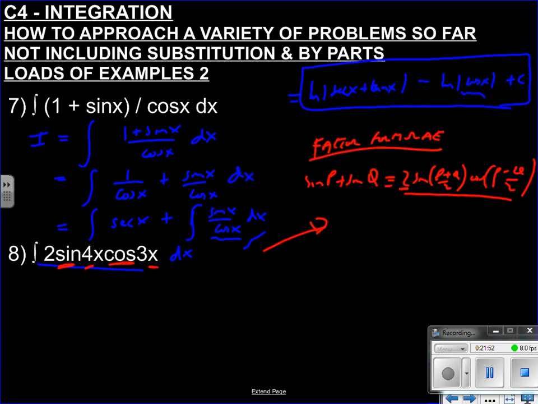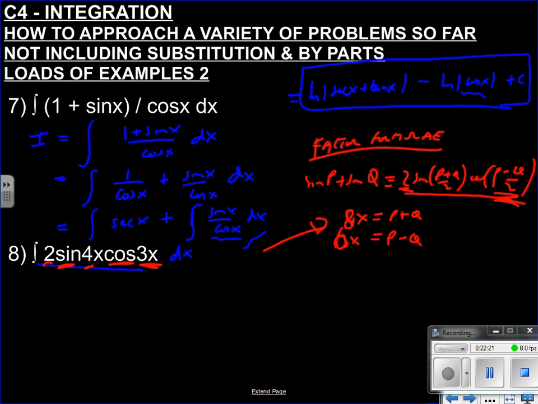We've got the 2, so we can see that 4x is the same as p plus q over 2, so therefore p plus q must be 8x. Can you see? We can see that 3x must be the p minus q over 2, so p minus q over 2 is our 3x, but if we times up by 2 we get 6x. Do you see? I hope you see where that's coming from.